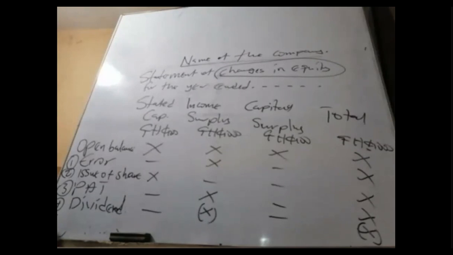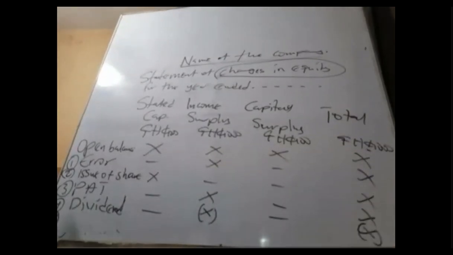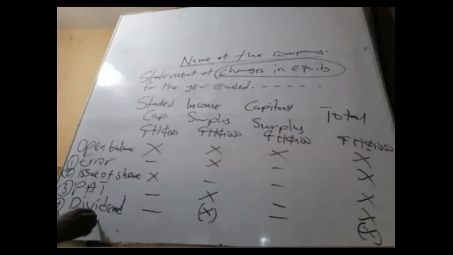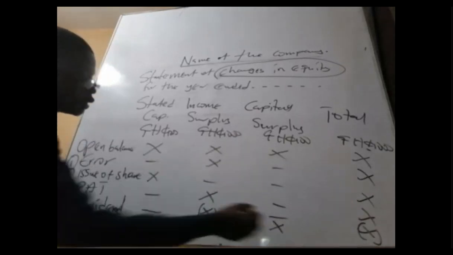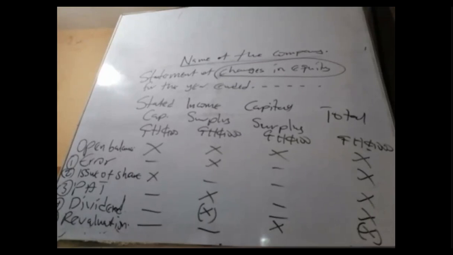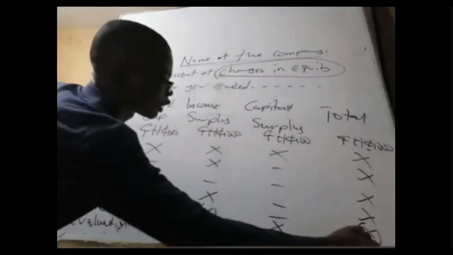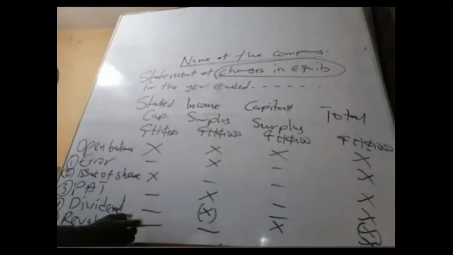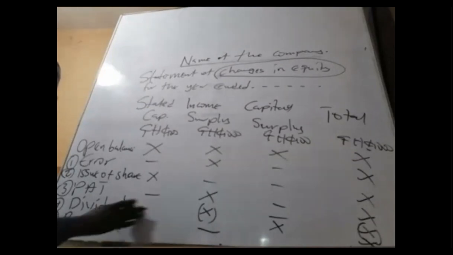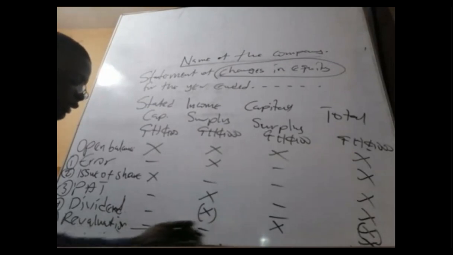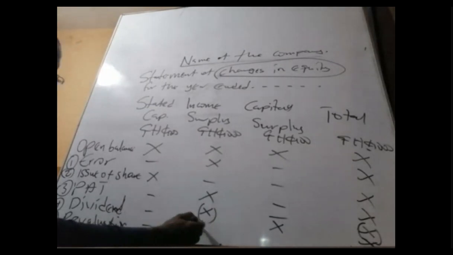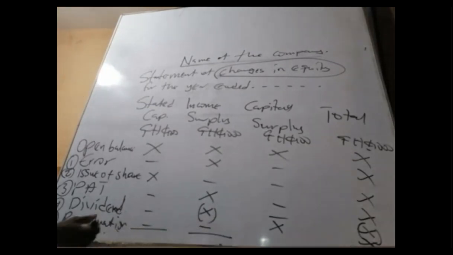Finally, item number 5. Tell the examiner whether there has been a revaluation, a revaluation gain or loss. That one will affect the capital surplus. Finally, you record the same answer in the total. We are done. When you are done like that, tell the examiner that you want to close the balance. The examiner will allow you to close it nicely, so underline all of them.